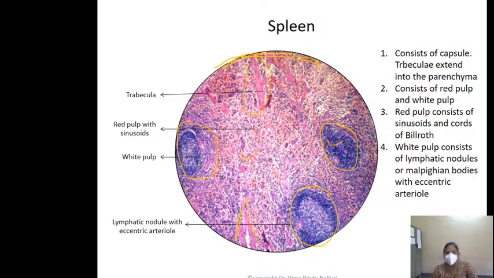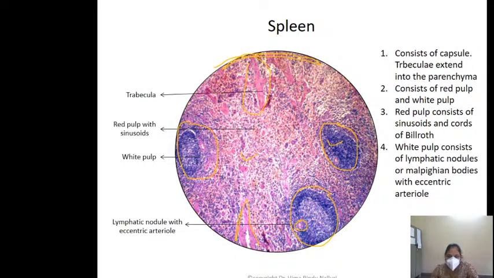Wherever you see the lymphoid aggregations, we call it a lymphoid follicle. Here the speciality of the splenic lymphoid follicle is the eccentrically placed arteriole. You can see this is the eccentrically placed arteriole. So whenever you see a lymphoid follicle in the spleen, with an eccentrically placed arteriole in each follicle, then it is the identification feature for the spleen.